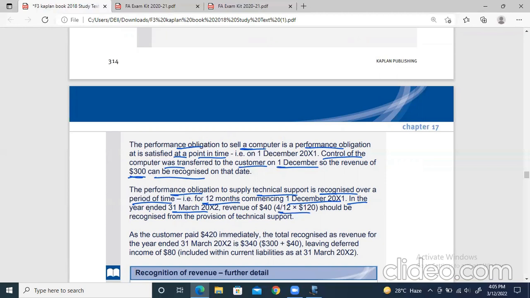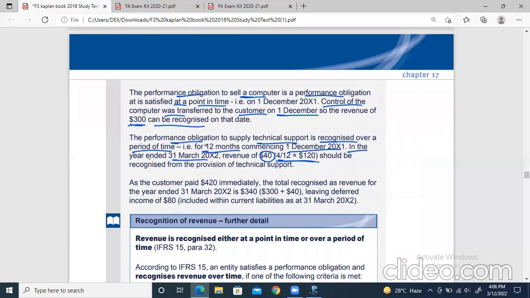So what we'll do is at the year end, we'll record 120 into 4 by 12 only, which is $40, right? And the remaining items, how will they be accounted for? Customer paid 420 immediately, right? Total recognized as revenue is 300 plus 40. 300 for this computer and $40 here for this technical support, because only 4 months have passed. So only 340 will be recognized as revenue.